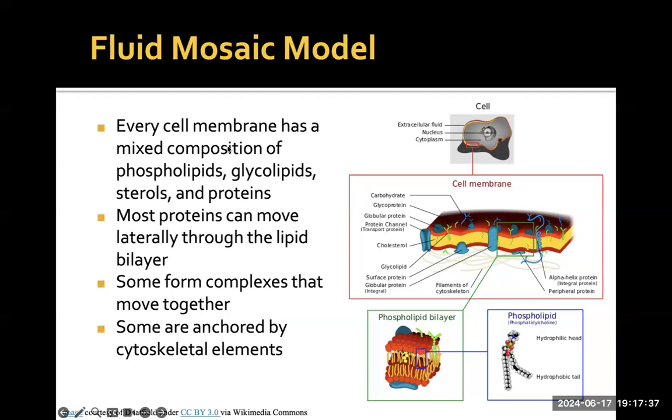Okay, so every cell membrane has a mixed composition, again, of phospholipids, glycolipids, sterols, and proteins. Most of these proteins can move laterally through the lipid bilayer, so back and forth, and some of them form complexes that are actually going to move together. Lastly, some of them are going to be anchored to the cytoskeleton elements and stay in place, static.